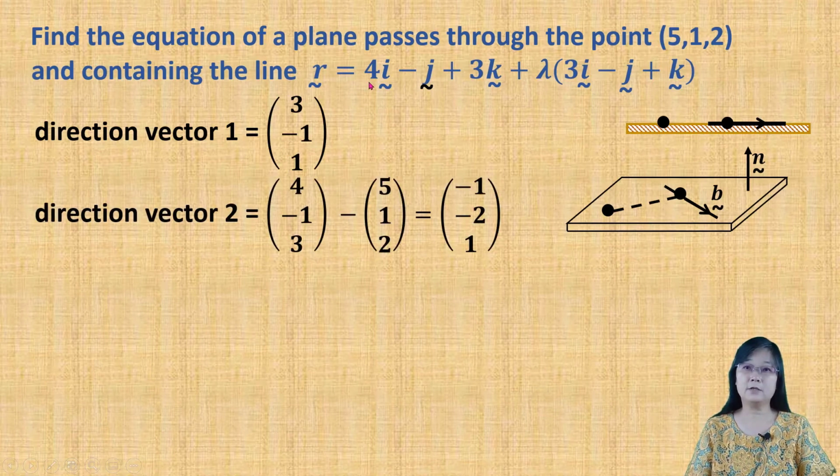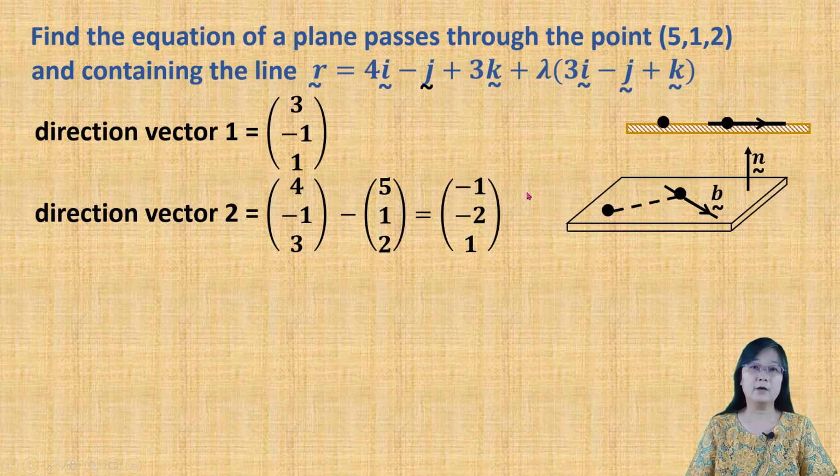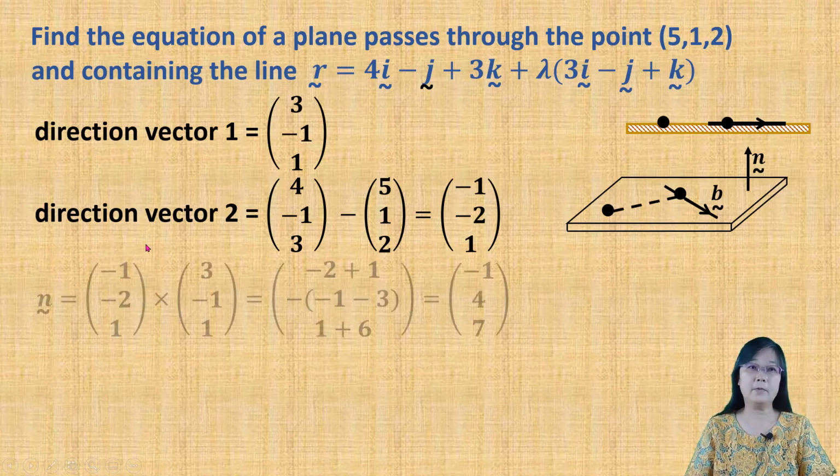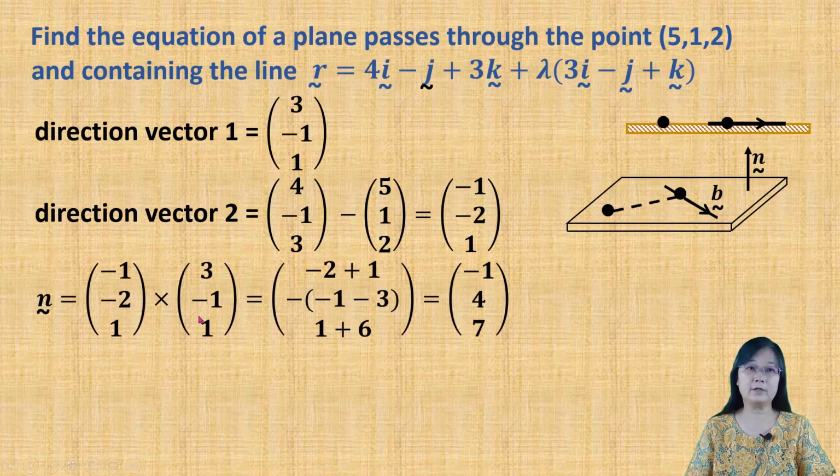That is, I use the position vector of the straight line minus the position vector of the point. Then I'll get the second direction vector. So now I'm going to multiply the two direction vectors. The vector product of these two direction vectors can be taken as the normal vector of the plane. Now I have the position vector and also I have the normal vector.